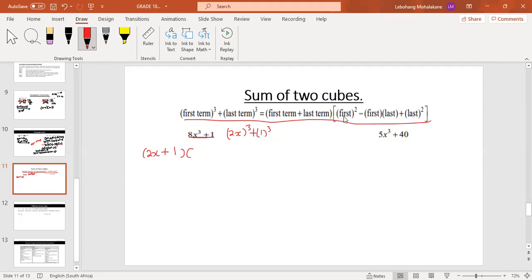So it's the first term squared. You're going to say 2x squared gives you 4x squared, minus first term times last term, 2x times 1, so you have minus 2x. And then the last term squared, you square 1, it's positive 1.